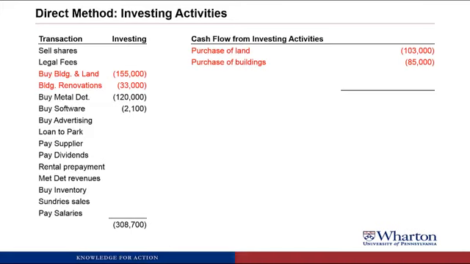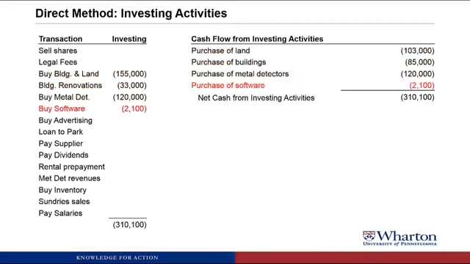So we have purchase of land for $103,000, purchase of buildings, $85,000. We purchased metal detectors of $120,000 cash, and purchased the software, which is a long-term asset, $2,100. Add them all up, we get net cash outflow from investing activities of $310,100. This section will go on the final cash flow statement.